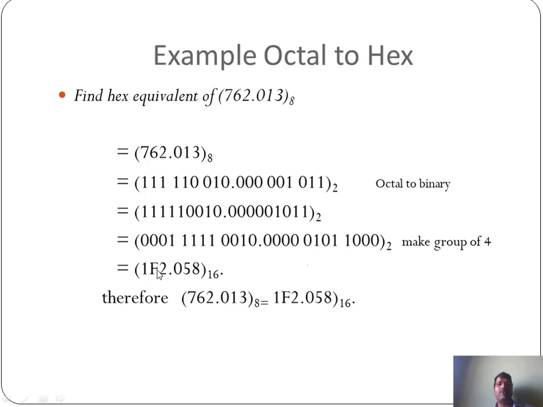4 plus 1, 5. 1, 2, 4, 8. So it is 8. So this is hex number. Suffix is 16. You can write H also here. So you will get the answer, the hex equivalent of the octal number. So we have used the first approach, that is octal to binary and then binary to hex.